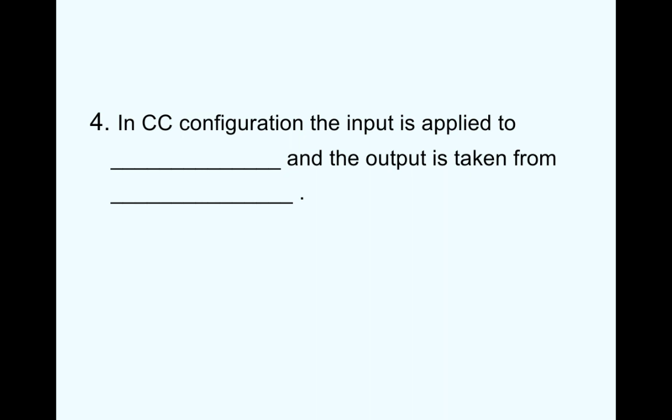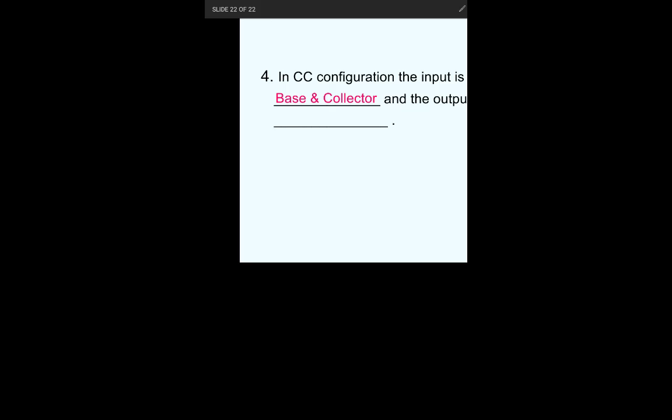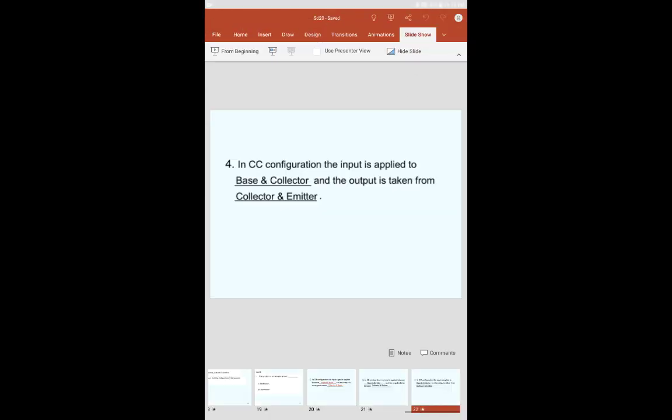Next question, in common collector configuration, it means in CC configuration, the input is applied to base and the collector, and output is taken from emitter and collector. So these are some quiz questions related to configurations of transistor.